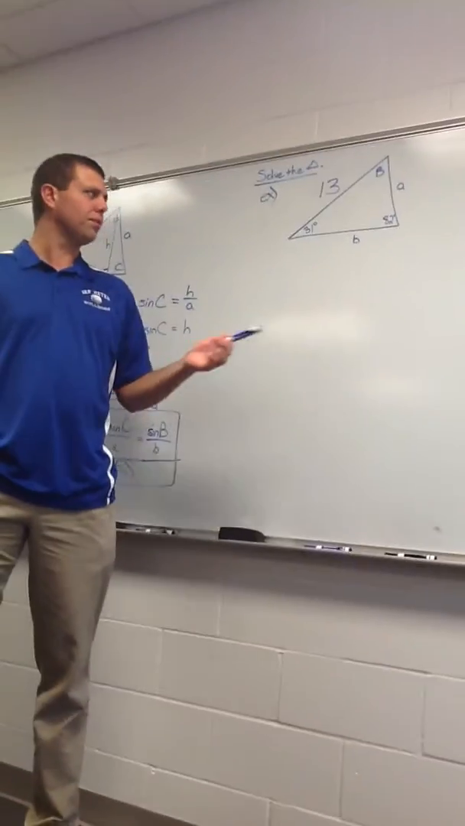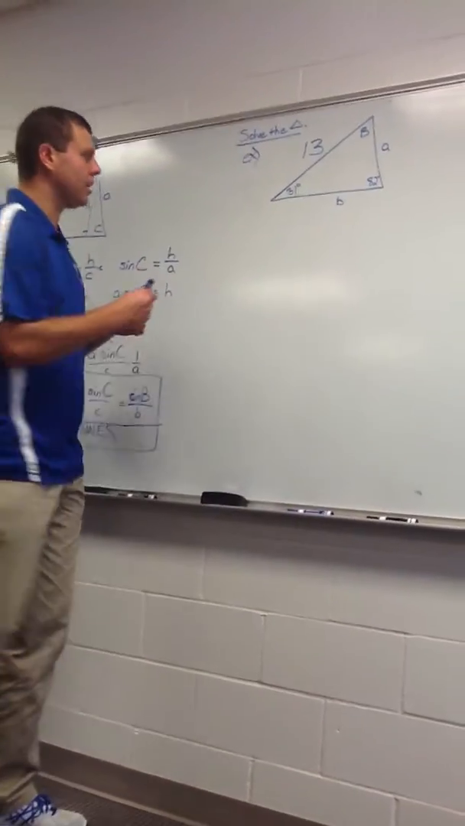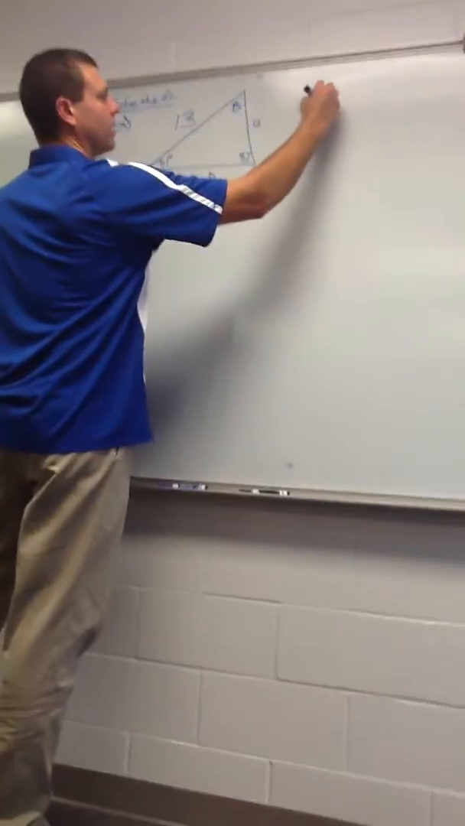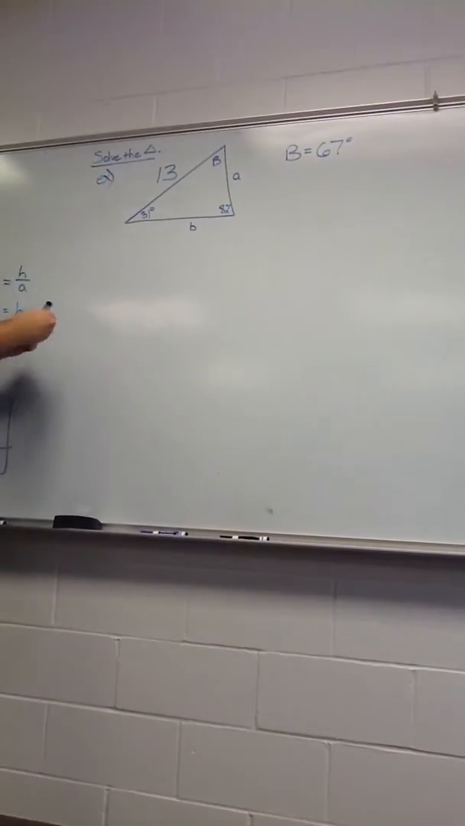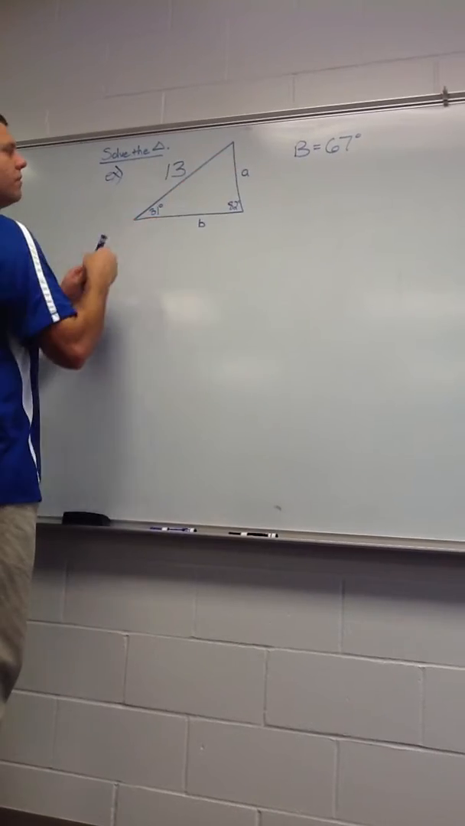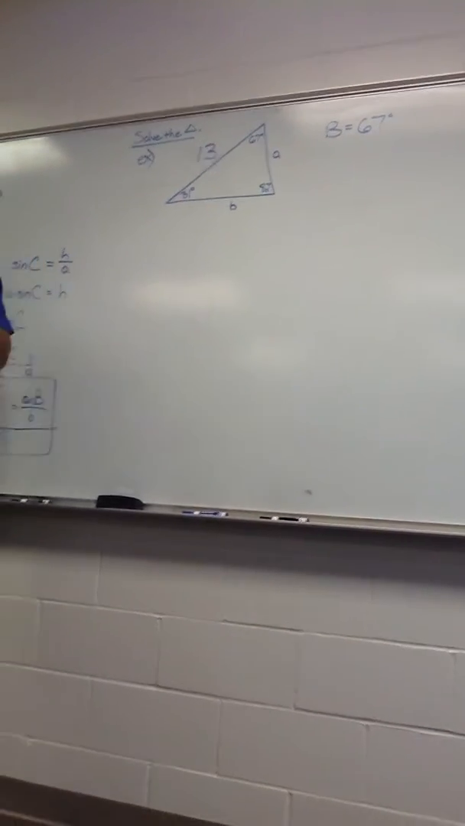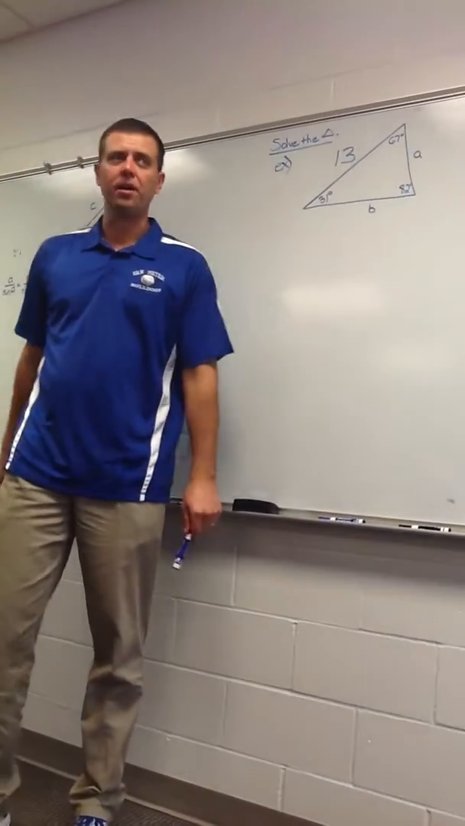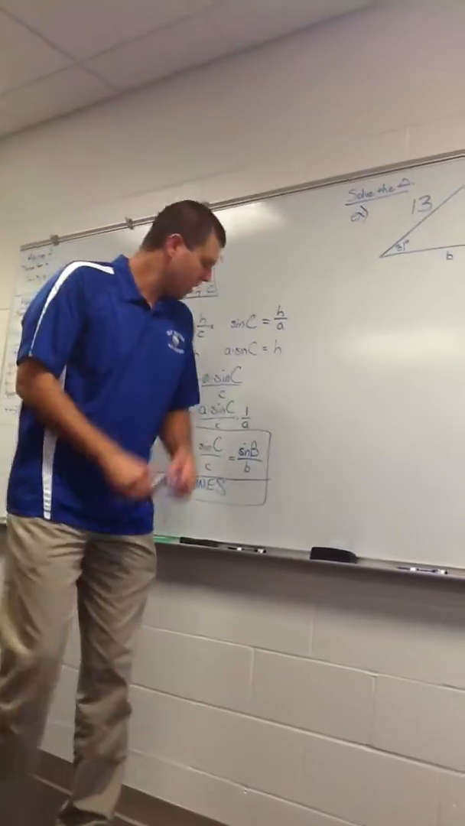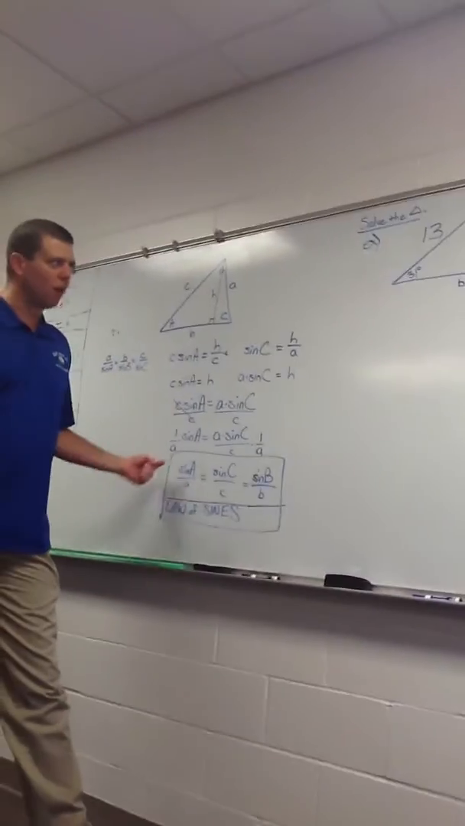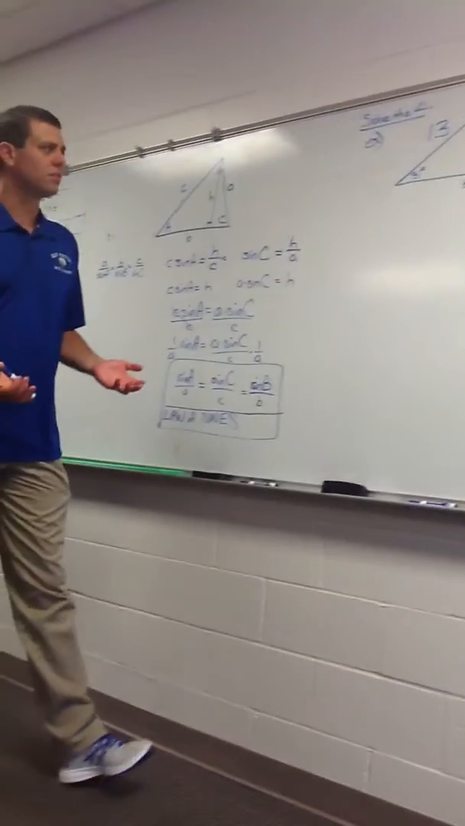31 plus 82, what's that, 113. So angle B has to be 67 degrees. Angle B is 67 degrees. We got that part done, but we still have two missing sides. So I'm going to use our law of sines to help us figure out our missing sides.